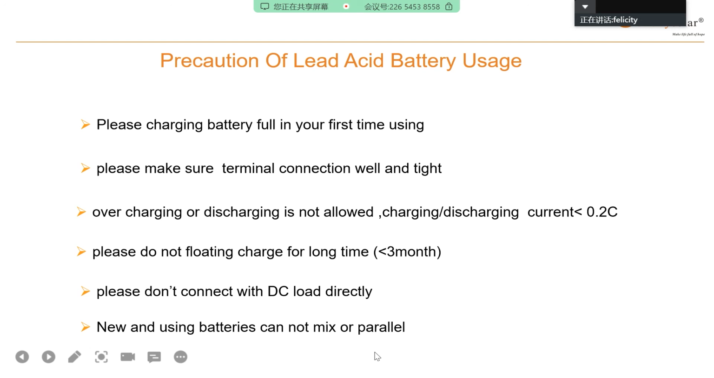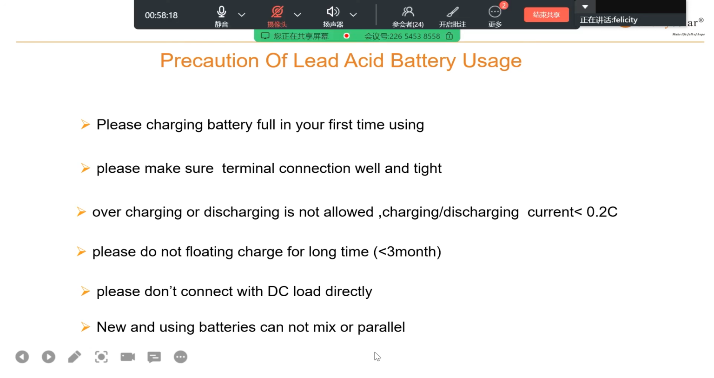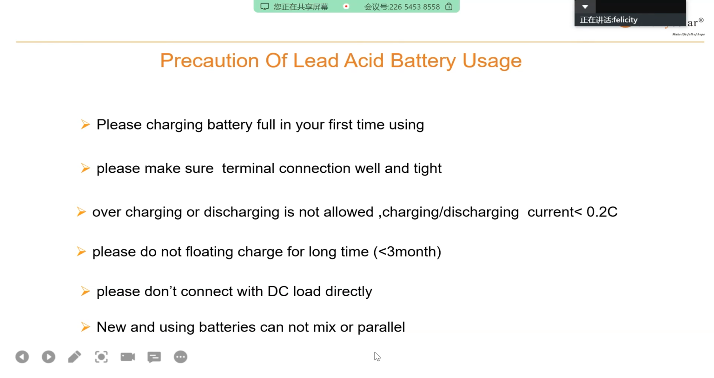Okay, because the internal resistance of new and old batteries is different. So when you combine them, their charging and discharging current will be unbalanced. The new batteries will charge or discharge more. It will also shorten the new batteries' usage life.